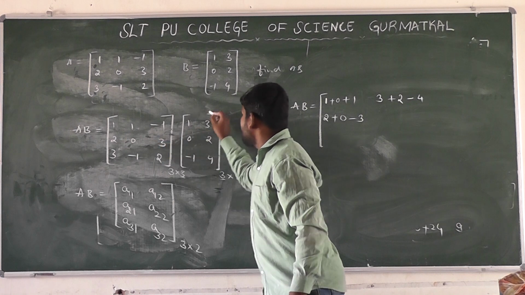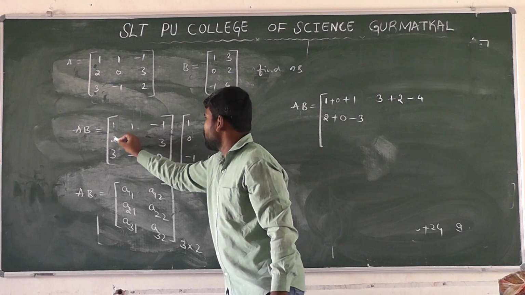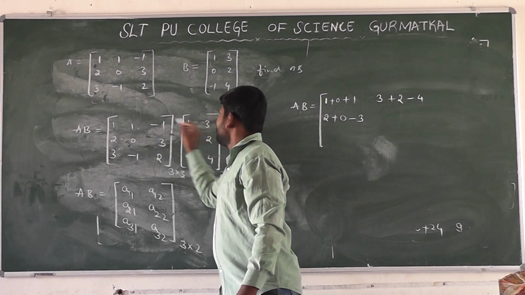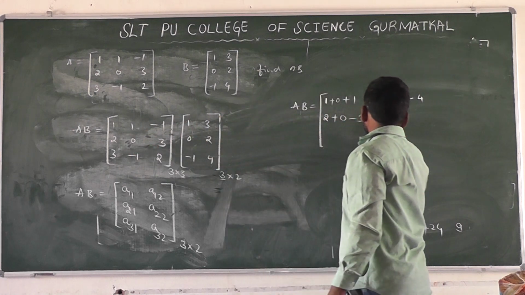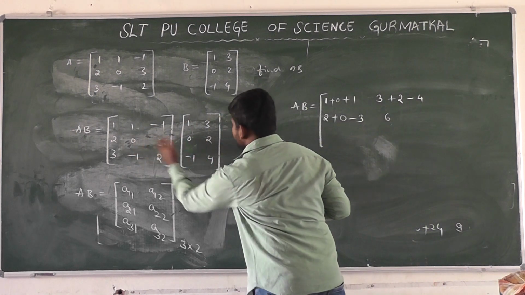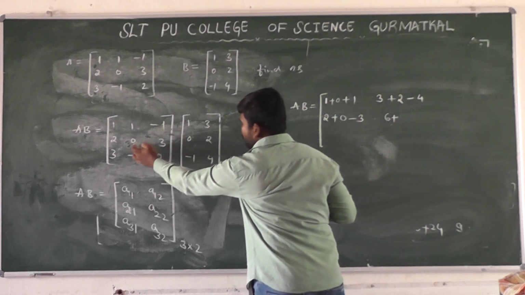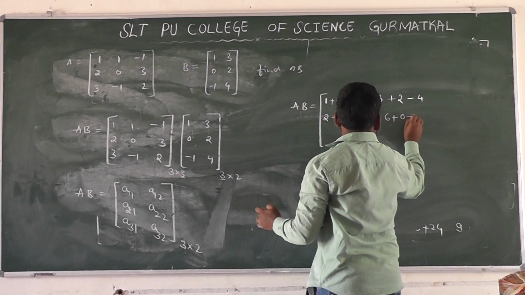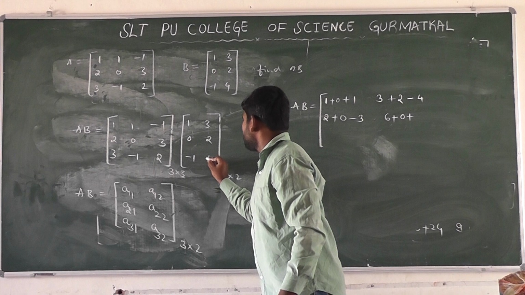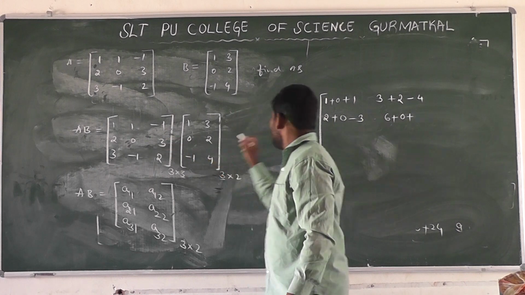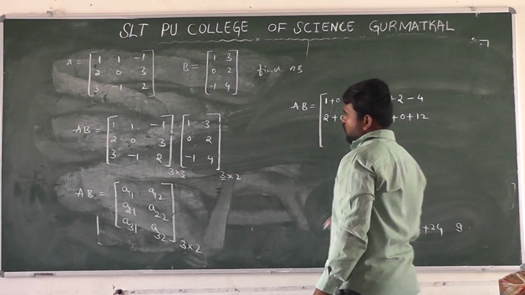This is the second row and this one is the second column. Corresponding elements we multiply and add. 2 into 3 is 6. Next, plus 0 into 2 is 0. Plus into plus is plus, 3 into 4 is 12. It's over. Right? Second row is completed.